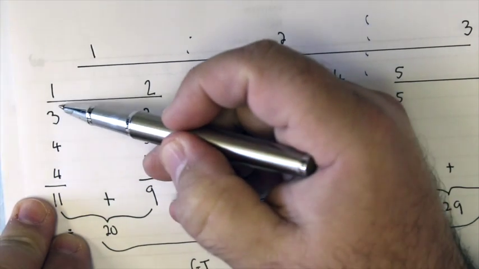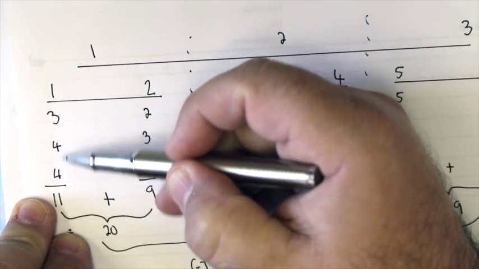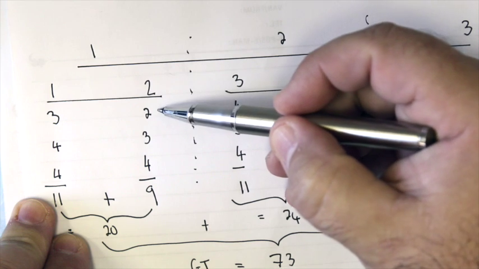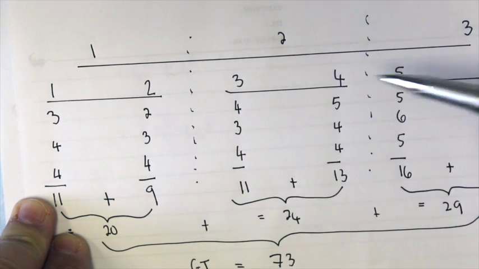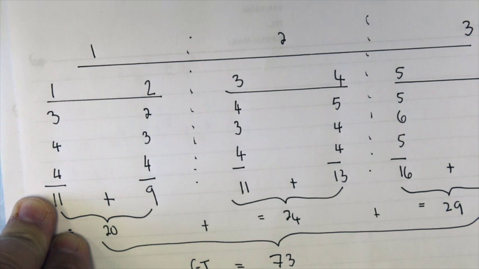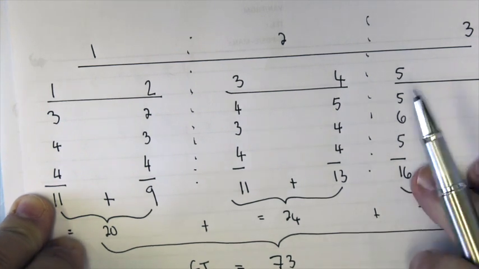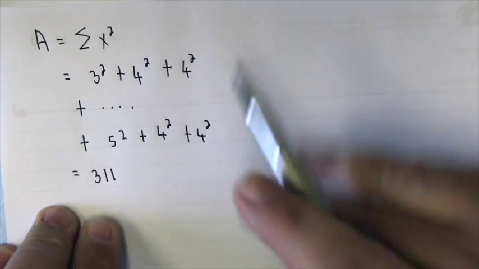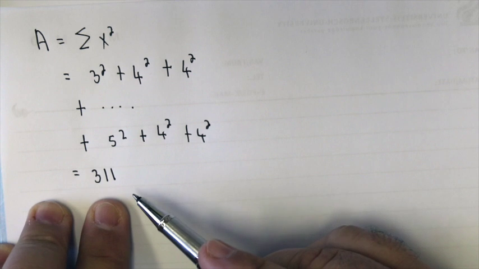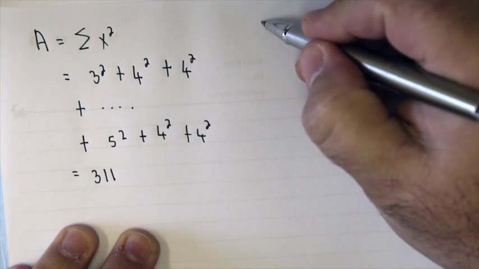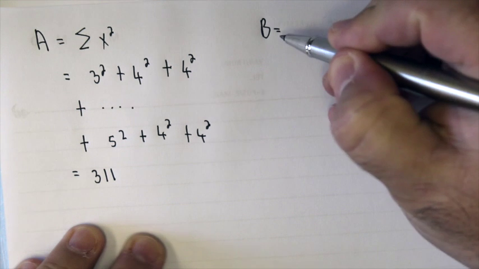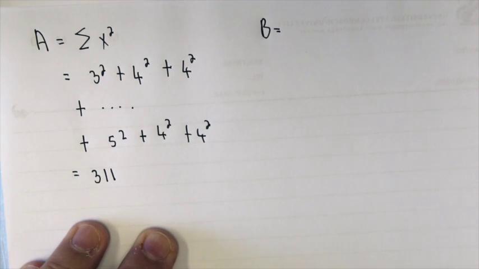Just to remind you, where does the 311 come from? It's 3 to the power 2 plus 4 to the power 2 plus 4 to the power 2 plus 2 to the power 2 plus 3 to the power 2 plus 4 to the power 2, and so it goes to 5 to the power 2 plus 4 to the power 2 plus 4 to the power 2, and that gives us then the 311.